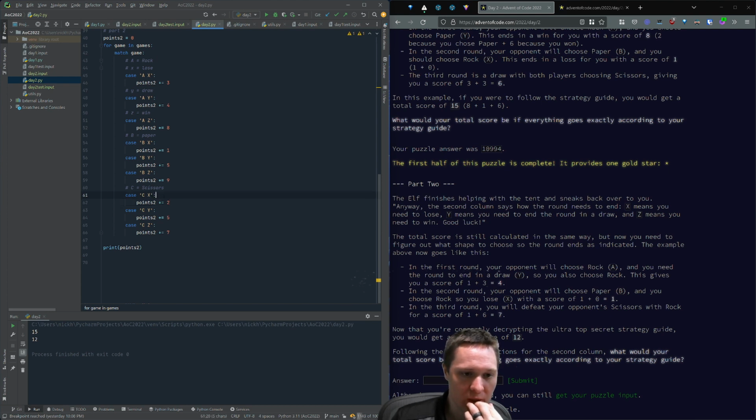Oh, because this is win. I forgot this one's win. So I did this one wrong. X is win. So they played scissors, and we played rock, which is 1 point plus 6, which is 7. They play scissors. Scissors is 3 plus 3. This one's 6. And then scissors beats paper, which is 2 plus 0. Okay, so I think I just had that last case wrong.